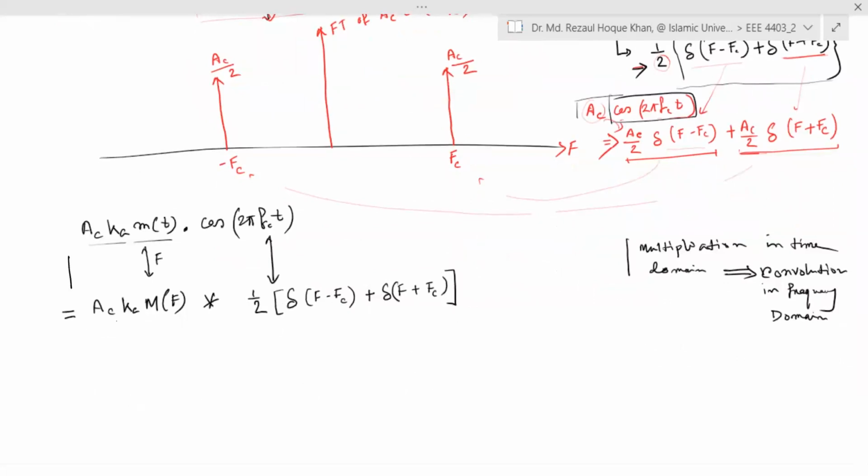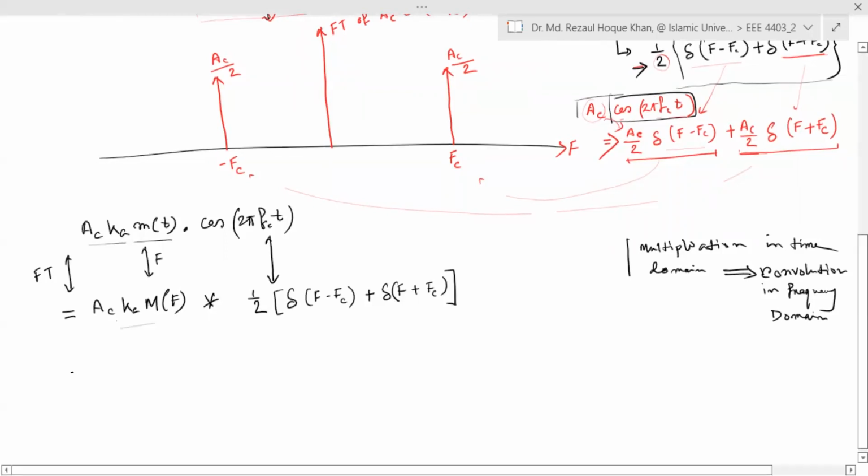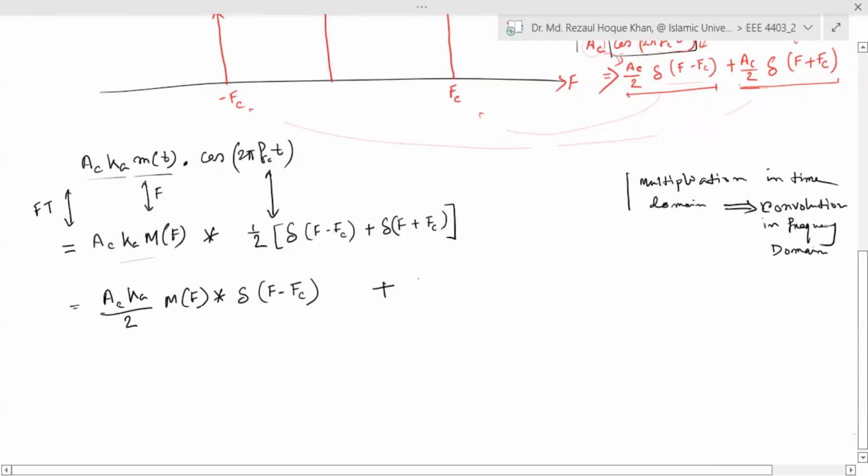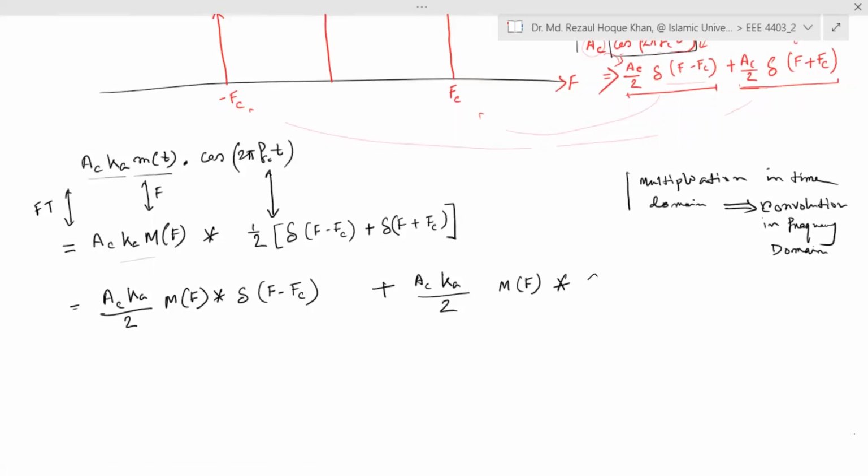this is the Fourier transform happening here. After the Fourier transform, if we multiply the whole term with this sum, then it will be Ac Ka by 2 M(f) convolution of del(f minus Fc) plus Ac Ka by 2 M(f) convolution of del(f plus Fc).